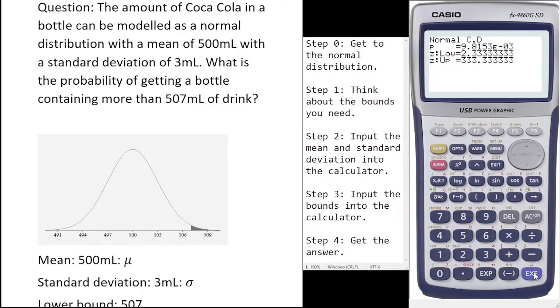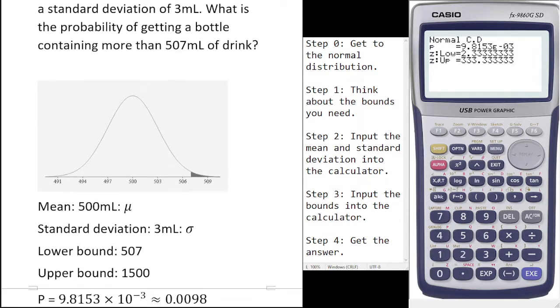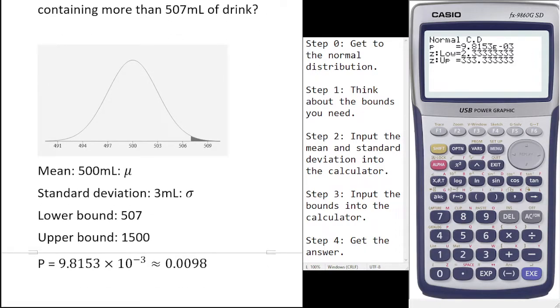And then once you do that, click EXE, gives you 9.8153 to the power of minus 3. And then if you scroll down here, that's what we're going to get. We're going to get 9.8153, approximately 0.0098, which makes it fairly unlikely to get a drink of that amount of quantity.